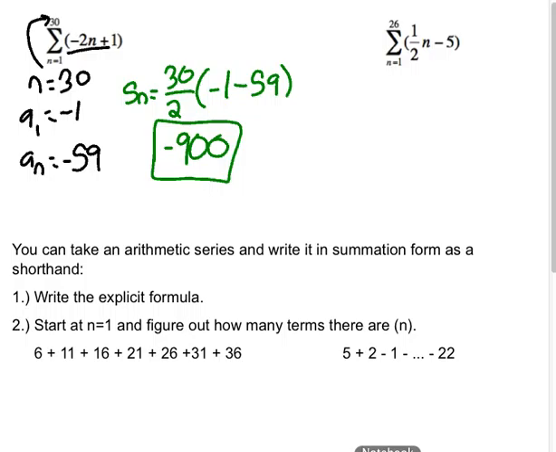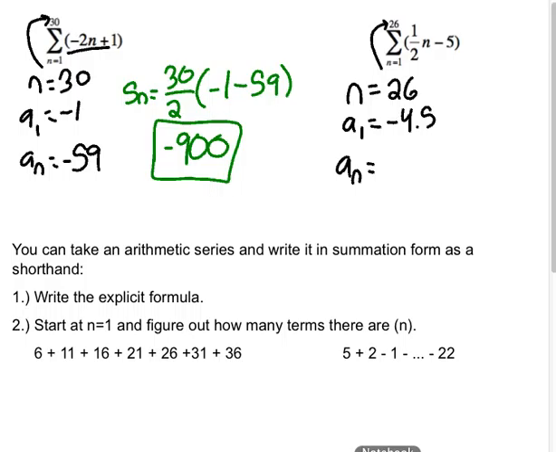All right, and let's look at this last one. Still need those same 3 pieces. So n is going to be 1 up to 26. A1, so I plug 1 in. So 1/2 times 1 minus 5, that is going to be negative 4.5.